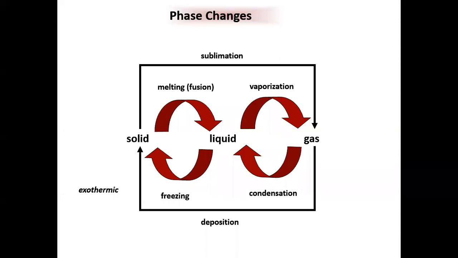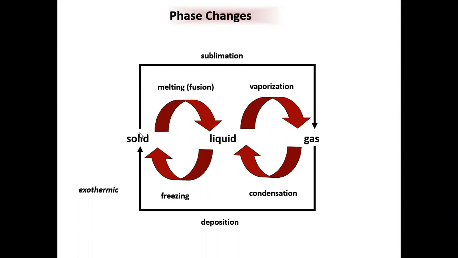So for example, if we have 20 grams of ice at negative 10 degrees Celsius, and we want to increase the temperature to 50 degrees Celsius, how much energy is required. And we're just going to recap on the different types of phase changes.